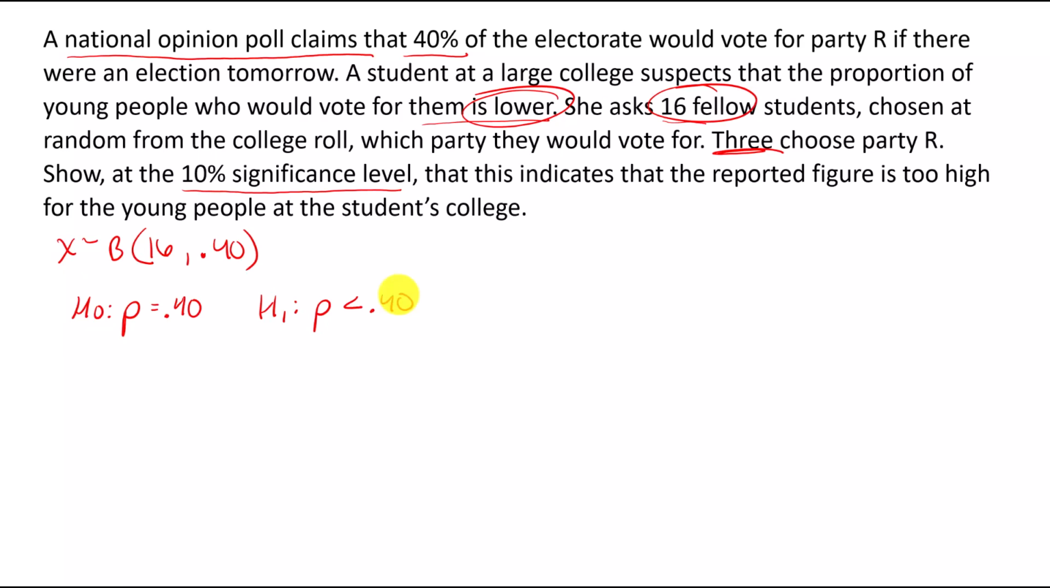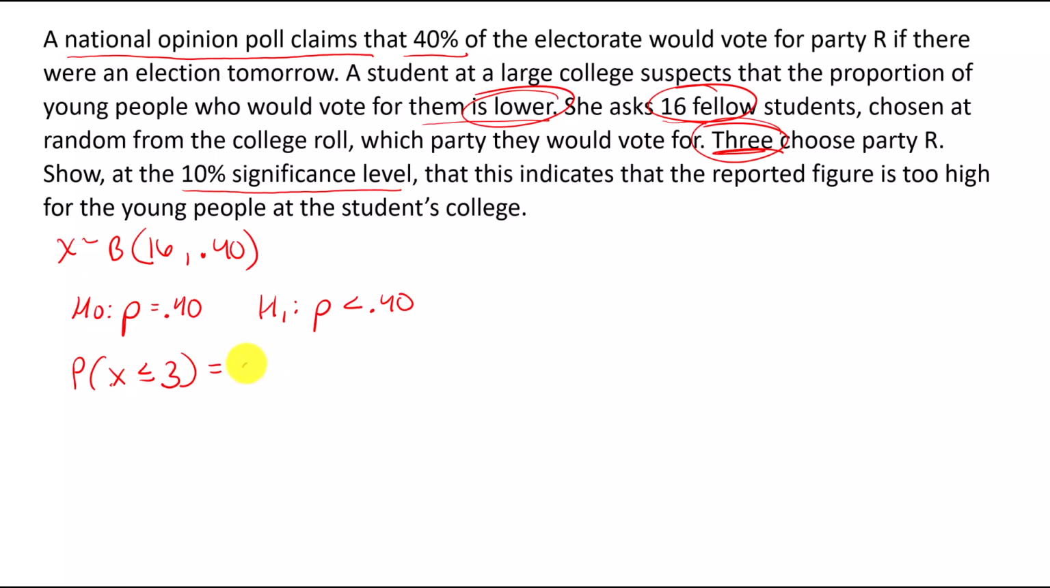So now we have to look at how many people actually chose this party. Well, only 3 people chose this party. So we're going to say, what is the probability that x is less than or equal to 3? And again, I'm using the less than because she thinks it's low. So what's the probability that x is less than or equal to 3? I want you to take a minute and do that math, because you know how to do the binomial distribution, and then check your answer with me.